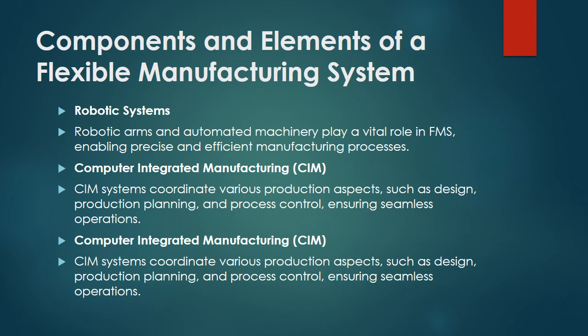Components and elements of a flexible manufacturing system. Robotic systems. Robotic arms and automated machinery play a vital role in FMS, enabling precise and efficient manufacturing processes. Computer Integrated Manufacturing or CIM. The CIM system coordinates various production aspects such as design, production planning, and process control, ensuring seamless operations.